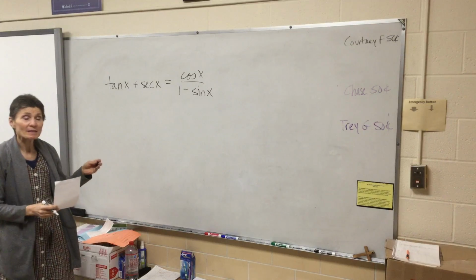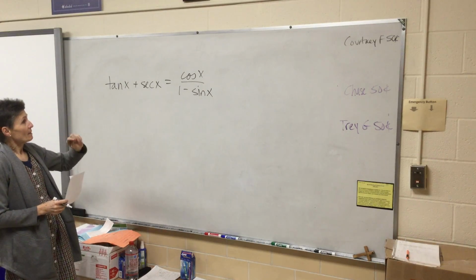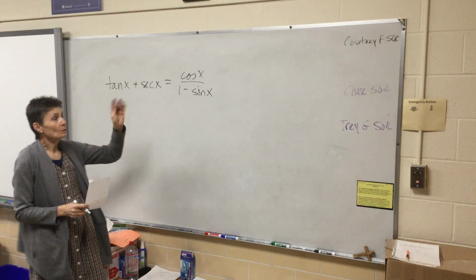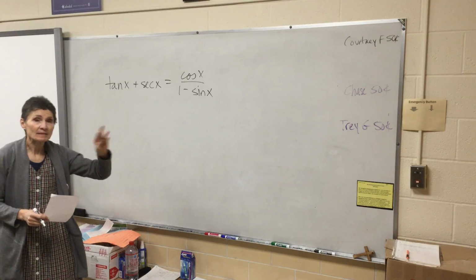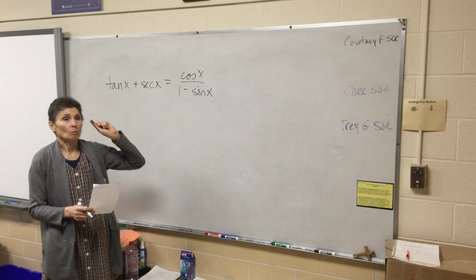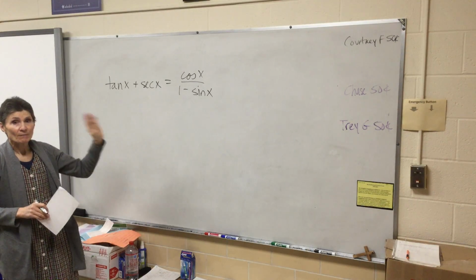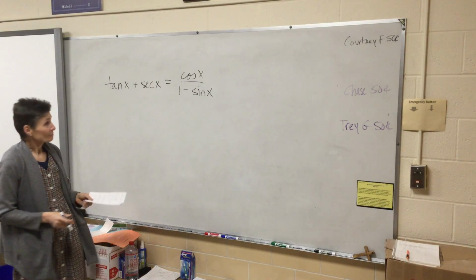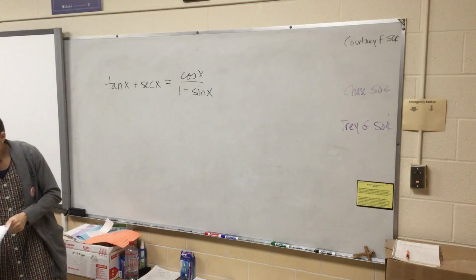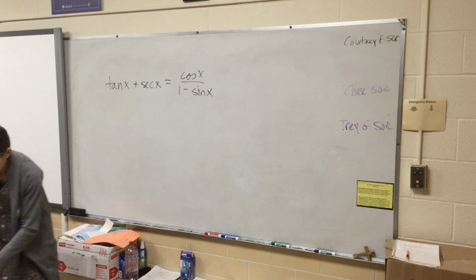Someone is claiming that this is an identity. So remember what that means is someone is claiming that no matter what you let x be, 17 degrees, 1.4 radians, whatever you let x be, this will be a true statement. Your job is to prove that.